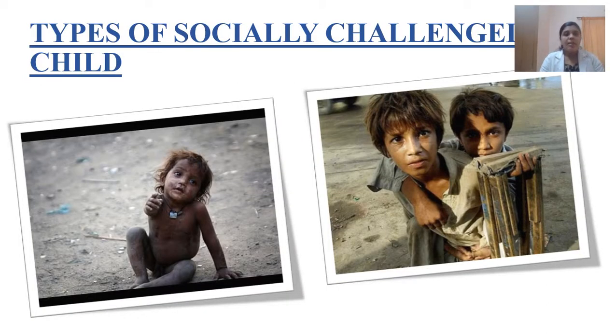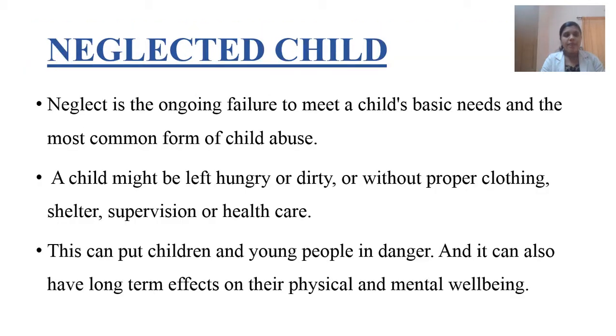So next, see the types of socially challenged child. The first one is the neglected child. Neglect is a failure to meet the child's basic needs, like education, clothing, food, etc. Because of that, the child may feel hungry or may be left dirty without proper clothing, proper shelter, supervision and adequate healthcare services. These can put the child in danger, and can also lead to certain kinds of physical as well as mental problems in the child.